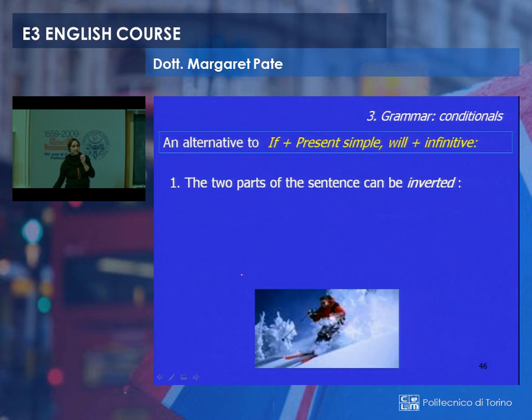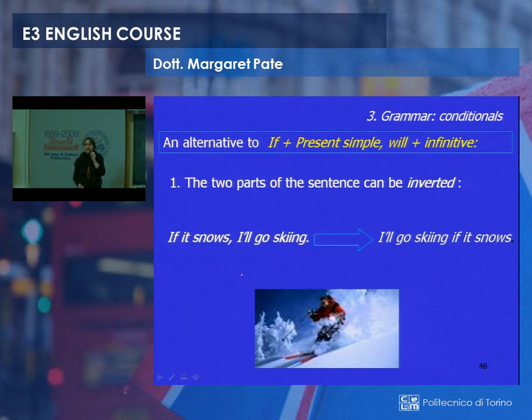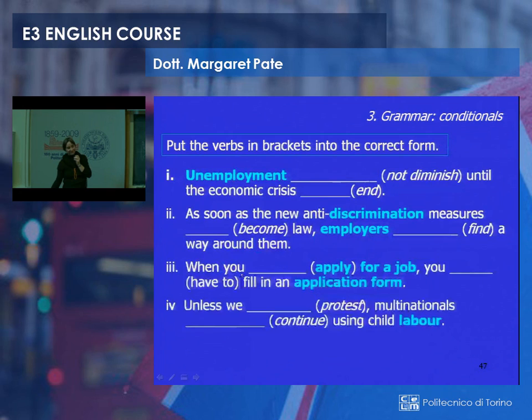There are many ways of making these. We can invert the 2 parts of the sentence. If it snows, I'll go skiing. Can also be, I'll go skiing if it snows. There's no reason to put if always at the beginning. The difference is there's no comma in the other sentence.